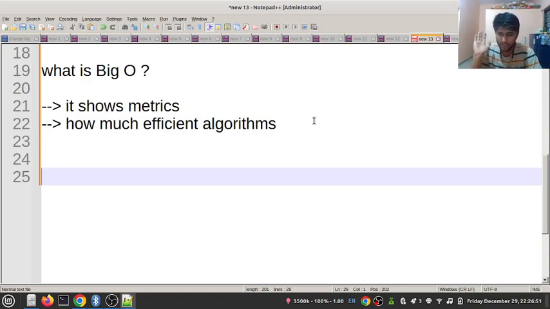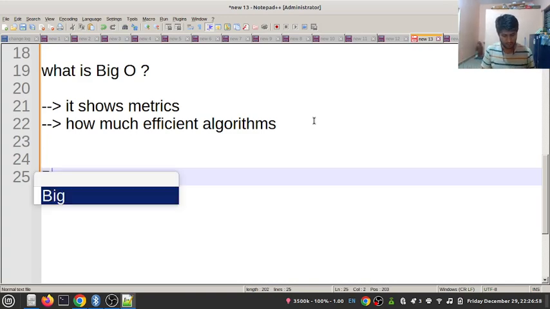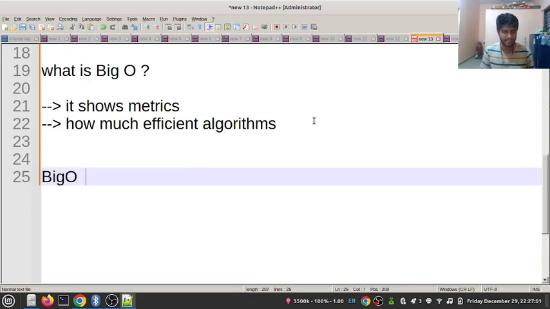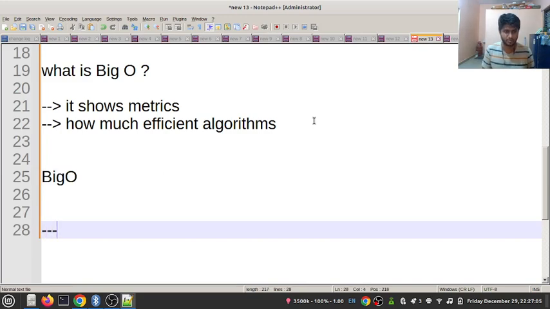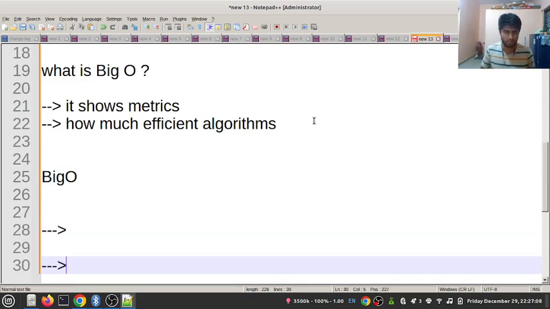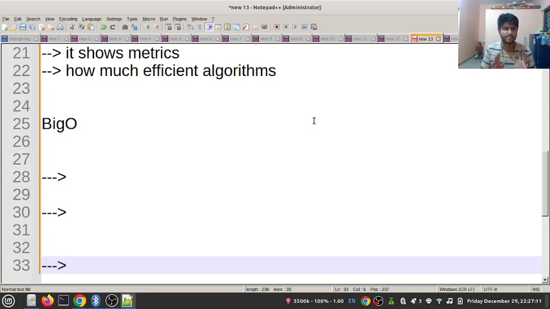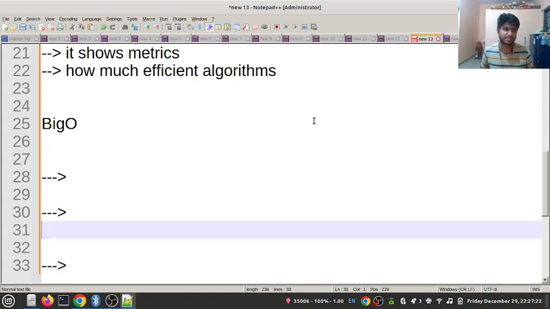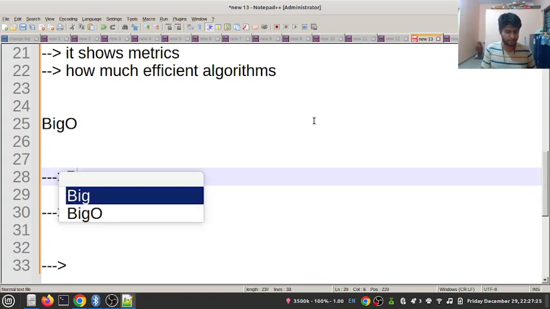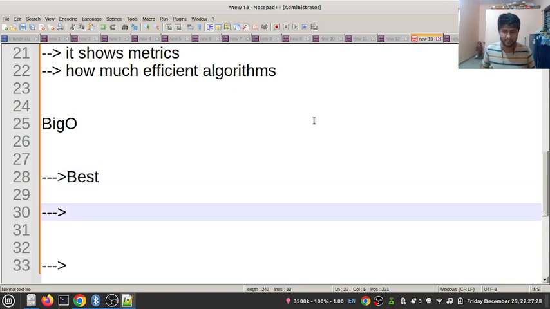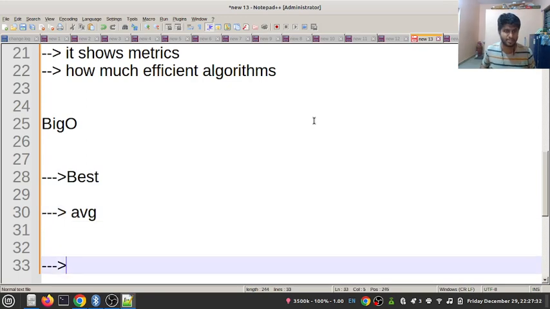Now Big O notation is categorized into three types, as I told you: best case, average case, and worst case. These are the three types of Big O notation.